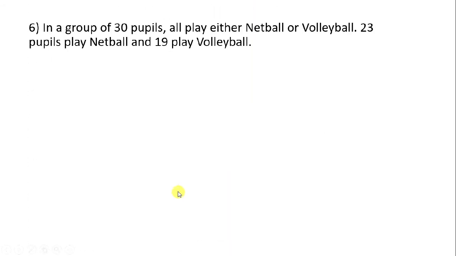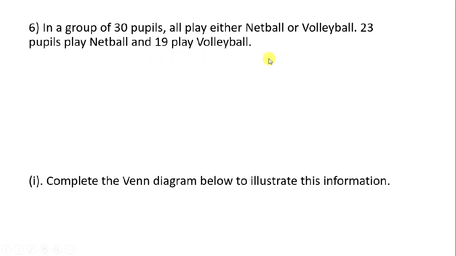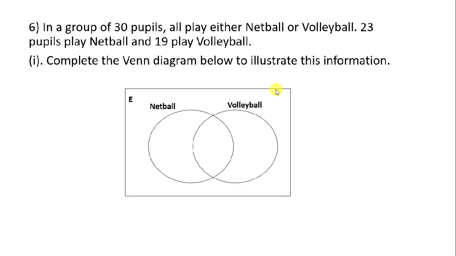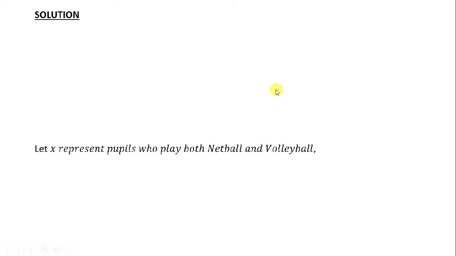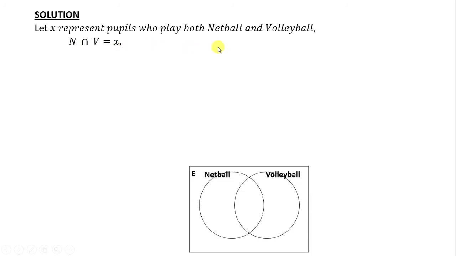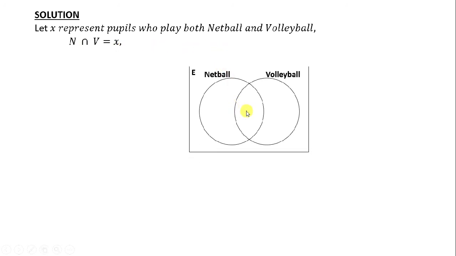We go to question 6. Question 6 is saying, in a group of 30 pupils, all play either netball or volleyball. 23 pupils play netball and 19 play volleyball. Complete the Venn diagram below to illustrate this information. So we are going to take it step by step. Let X represent pupils who play both netball and volleyball. So X will be our intersection. So n(N intersection V), netball intersection volleyball, will be equal to X. So this region will represent our X.